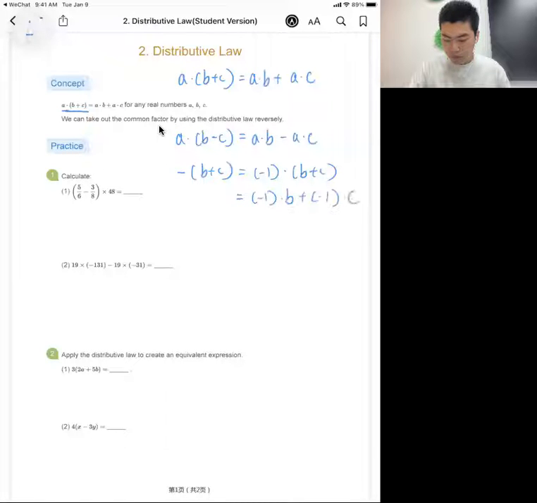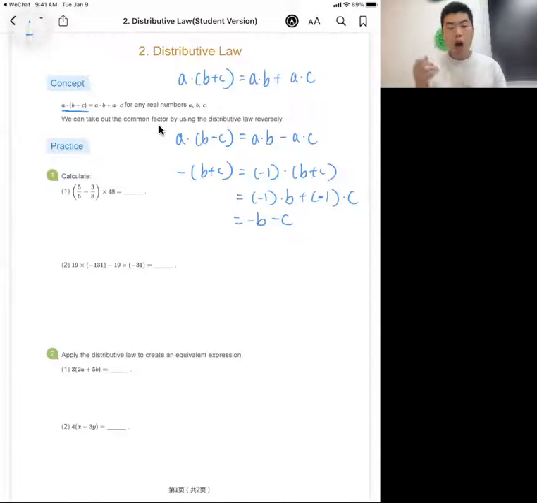So we have a -1 multiplied by b plus a -1 times c, and then the result will be -b, and then we have a minus c. So we see that if we have a negative sign in front, we also need to distribute the negative sign inside the parentheses. And all the terms inside these parentheses will just be the opposite of these terms. So this is just the basic idea of the distributive law. And now let's see how we can use it to do some practice.